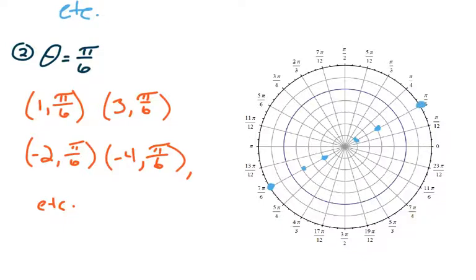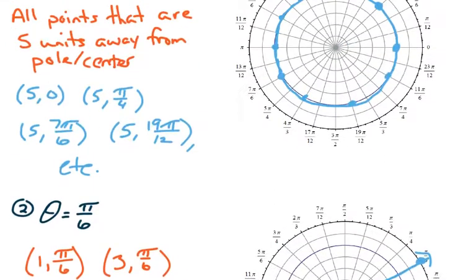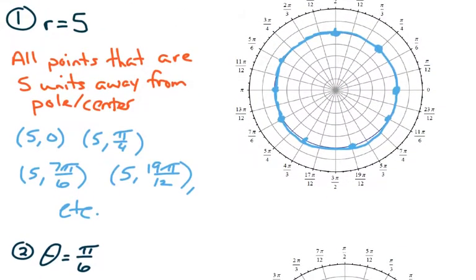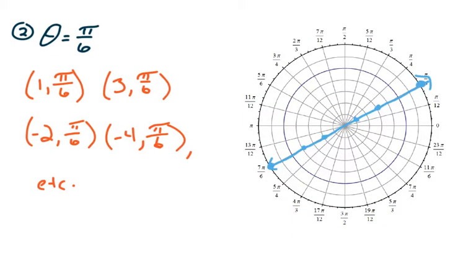And again, if we graphed every single point possible, what we would see is a line going through the origin, okay? So if you're given just an r value, you're going to come up with a circle. If you're given just an angle or just a theta, you're going to have a line going right through the circle, okay? Something to keep in mind as you graph a little bit here in section 9.1.